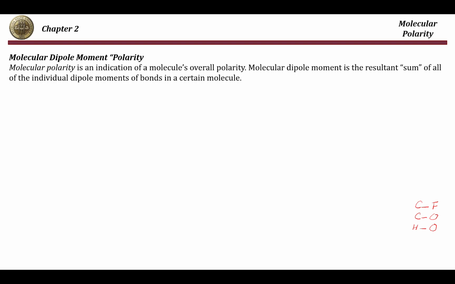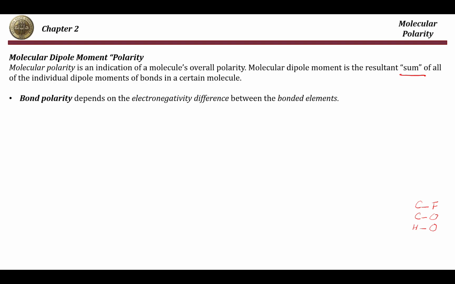In this video, I will talk about molecular polarity, which is the polarity of a molecule that consists of multiple bonds. So if a molecule consists of more than one bond, then the overall polarity of the molecule is called molecular polarity. And it's actually the sum of all of the individual dipole moments of bonds in a certain molecule. Bond polarity mainly depends on the electronegativity difference between the bonded elements. However, molecular polarity depends on two factors: bond polarity and molecular geometry.